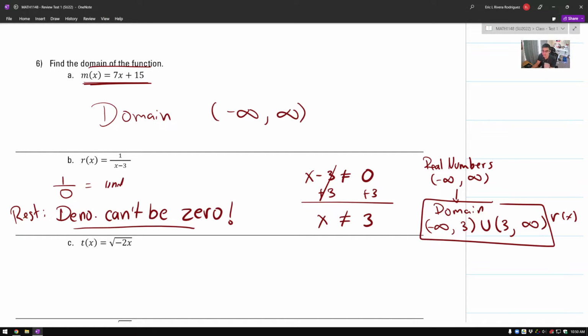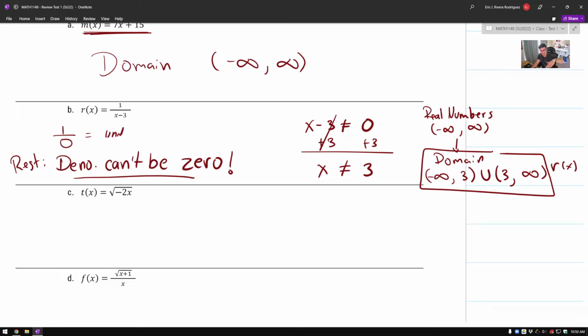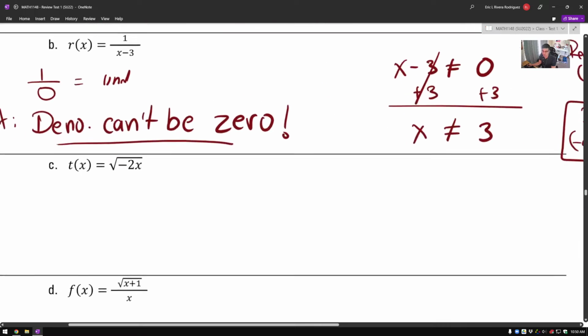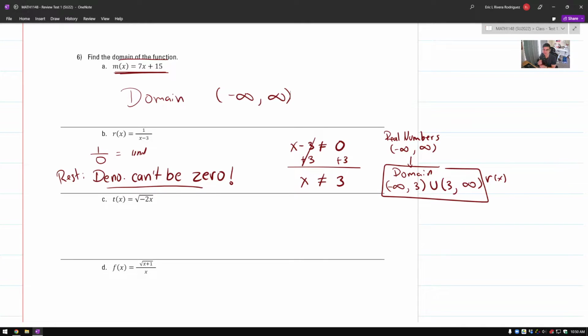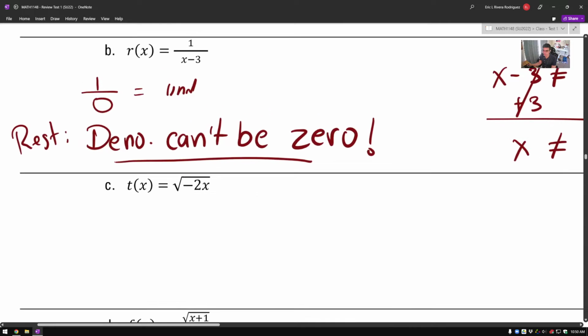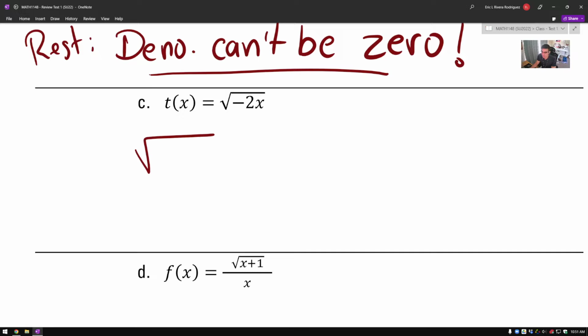Okay? Which operations contain restrictions? Fractions. We cannot have a 0 in the denominator. We have another operation with a restriction. What is that restriction? Before I move to C, any questions so far? Okay, so then when I move to C, I have a square root here, and the square root contains a restriction. What would be the value of the square root of negative 1?